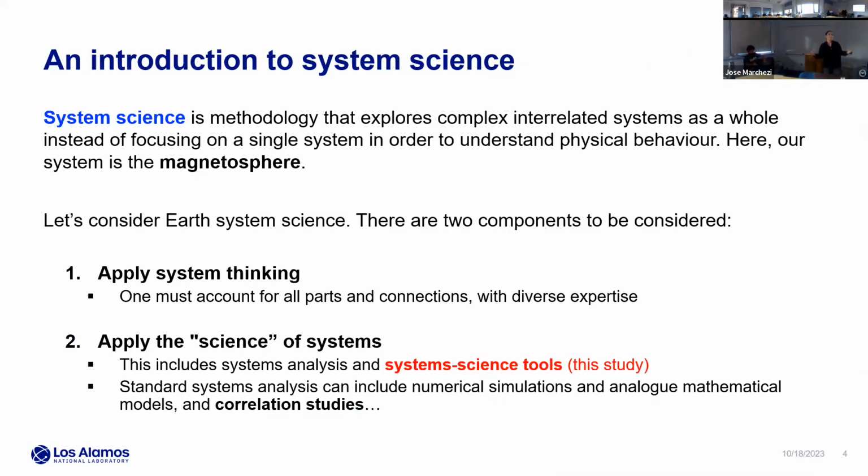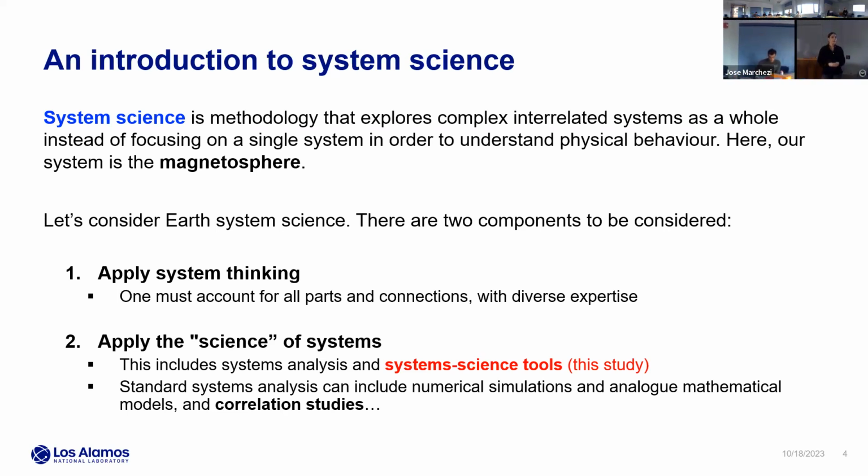And so what is system science? Because I said that word a few times. System science is a methodology that explores a complex system as a whole, including all its interrelated systems instead of focusing on a single system. And so here our system is the magnetosphere. And so our basis for this is Earth system science.